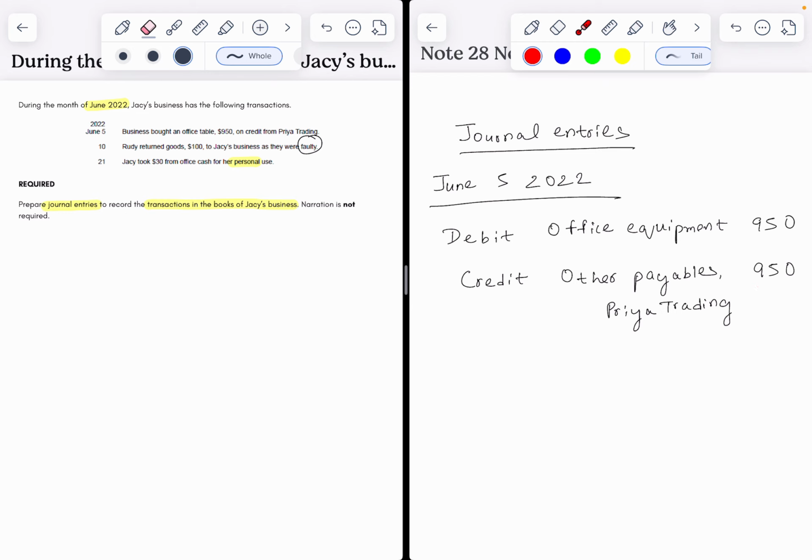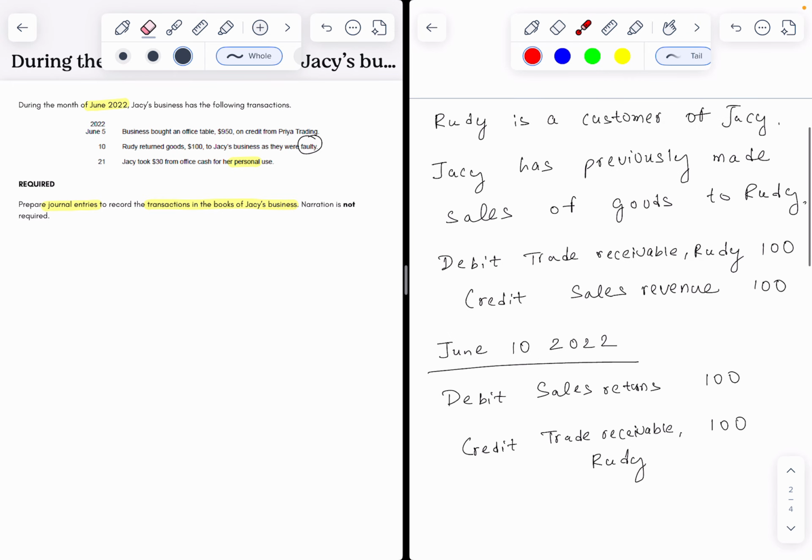All right, so let's look into the next transaction on June 10. Rudy returned goods $100 to JC's business as they were faulty. So Rudy can only return goods to JC if Rudy had some previous arrangements with JC, right? So we understand based on this statement that Rudy is a customer of JC, and in the past, JC sold some goods to Rudy, and we are assuming this was done on credit, all right?